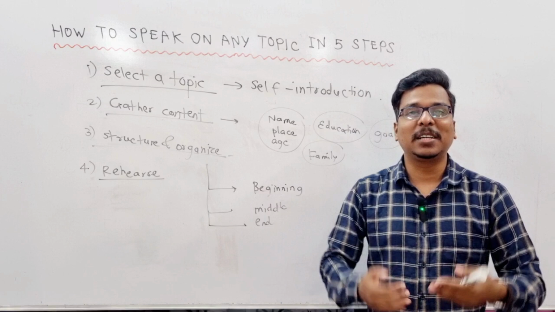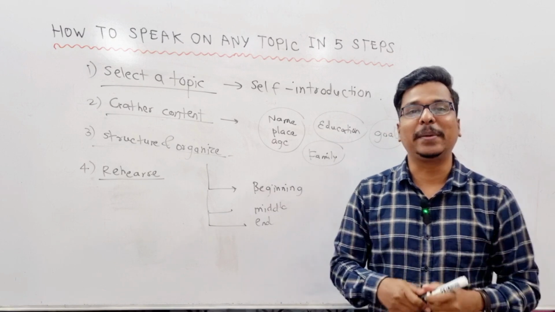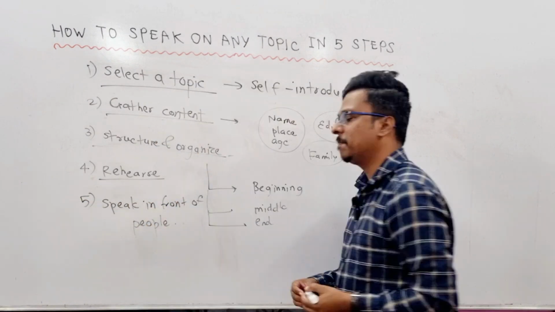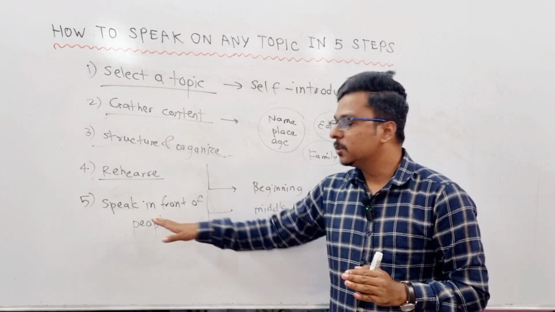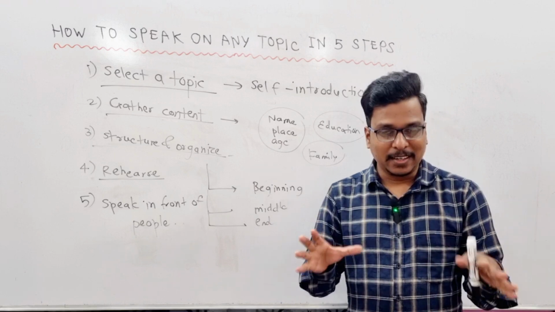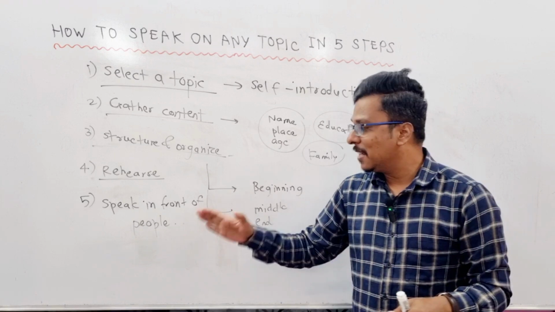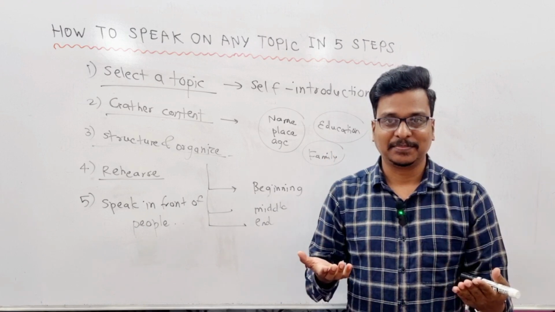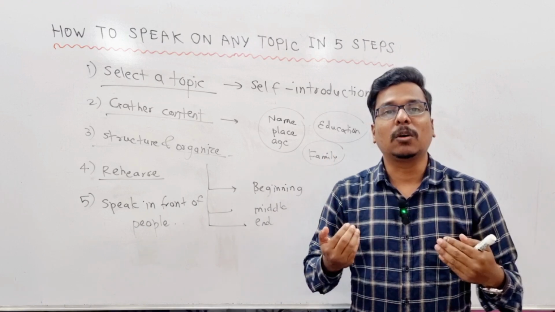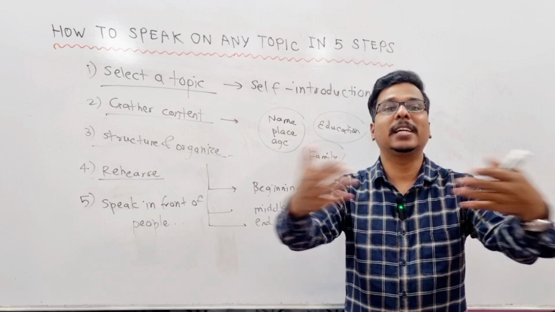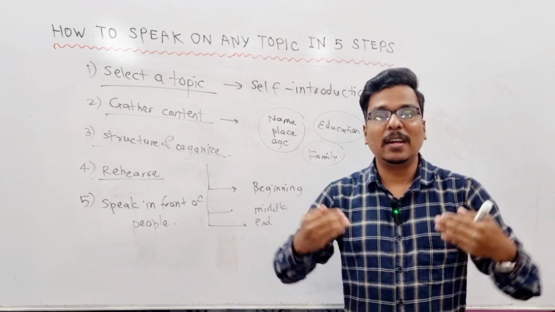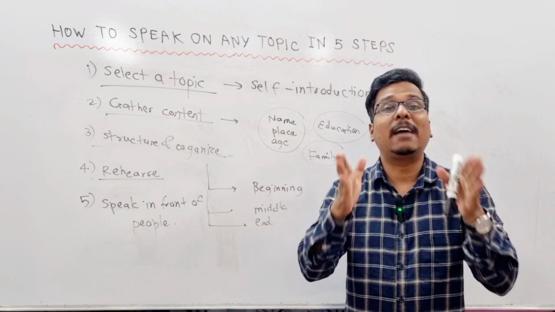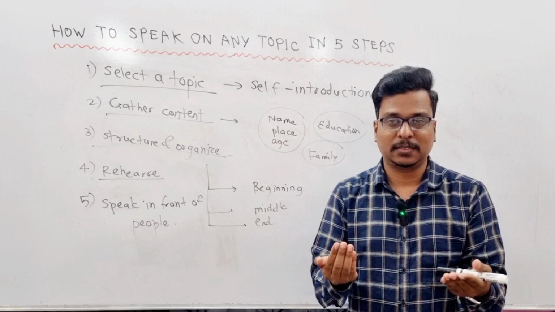And when you're done rehearsing, finally you actually speak in front of people. That's our 5th step. Now, in my opinion, this is the most important step that people often neglect. This is the actual step which will give you the actual confidence. People do not have the confidence because people don't speak in front of people. You can only build confidence to speak in front of people when you actually do it. You have to have an audience to speak in front of.